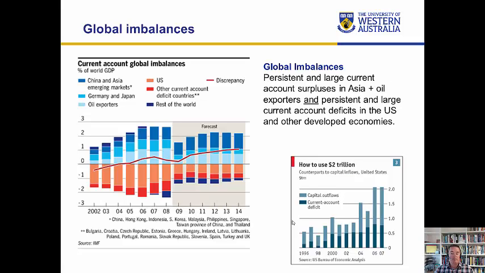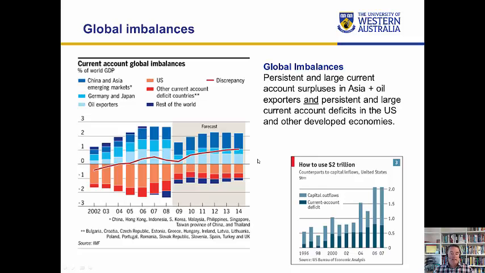Think of it another way. This is more of a representation of the global situation now. What we've got is the US and some other current account deficit countries running, since the early 2000s, very large current account deficits. And we've had China, Asia, Germany and Japan, and the oil exporters running very big current account surpluses. And the forecasts back in 2008, 2009 were for these large deficits in the US and the surpluses in the blue countries to continue.